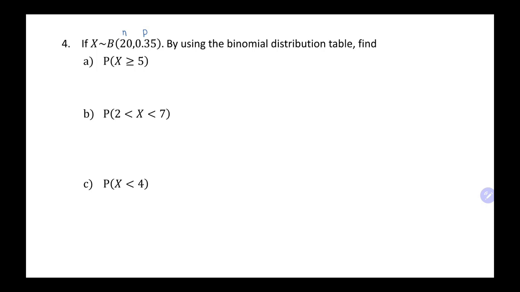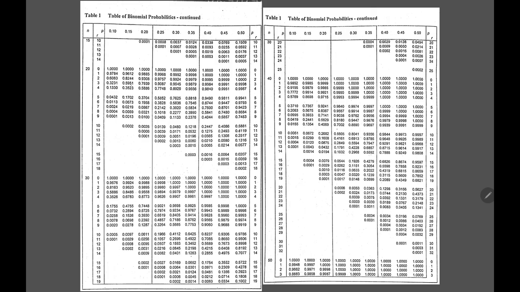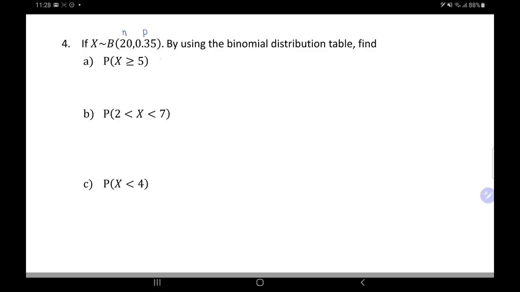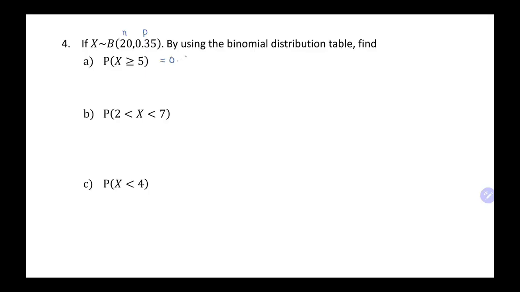Question A, x greater than or equal. Since it is in the sign greater or equal, we can directly use the binomial distribution table. So we look at our table: n equals 20, p equals 0.35 and r equals 5. So we have the answer 0.8818. So we copy 0.8818.